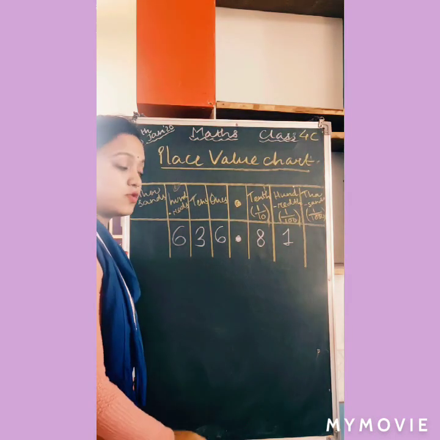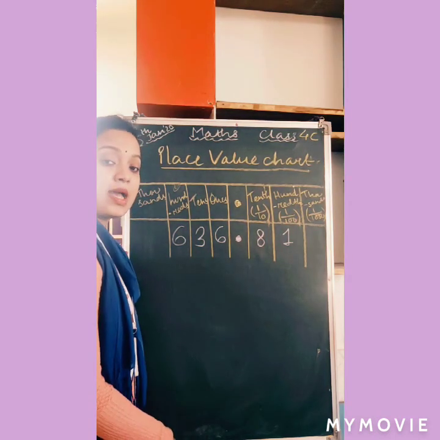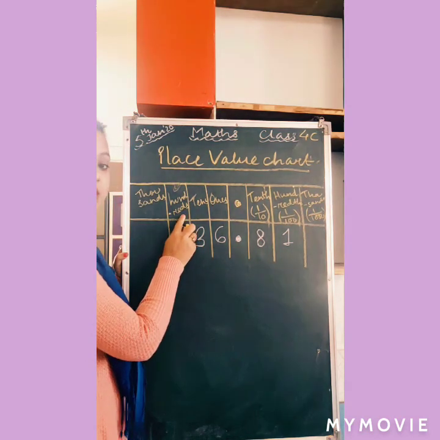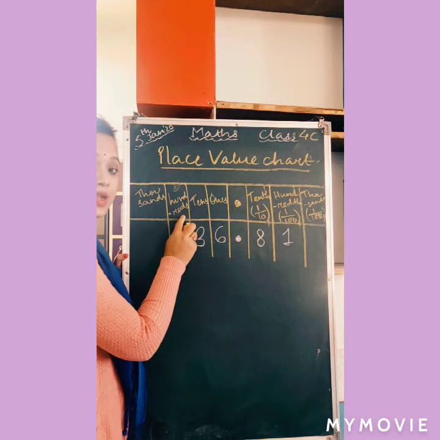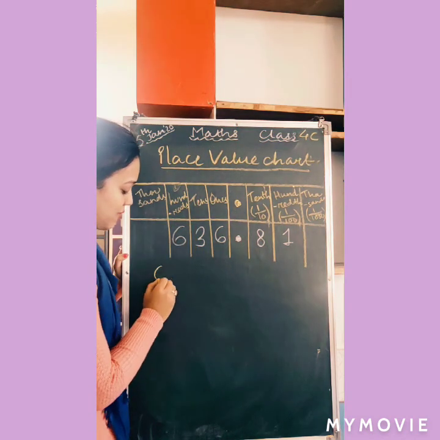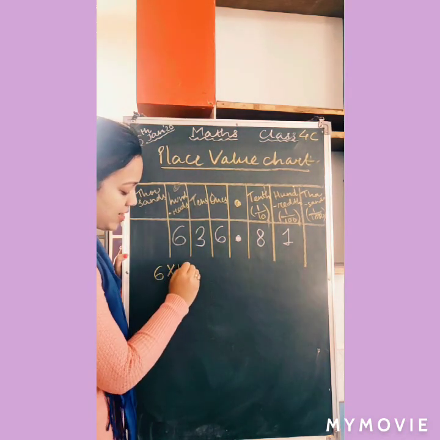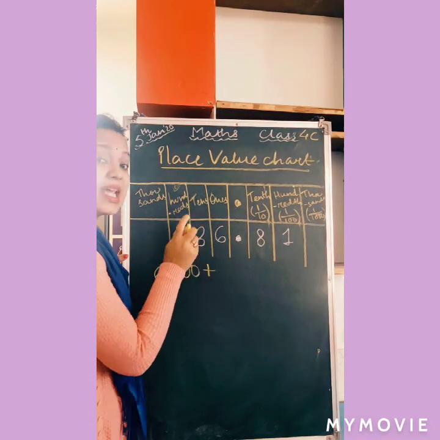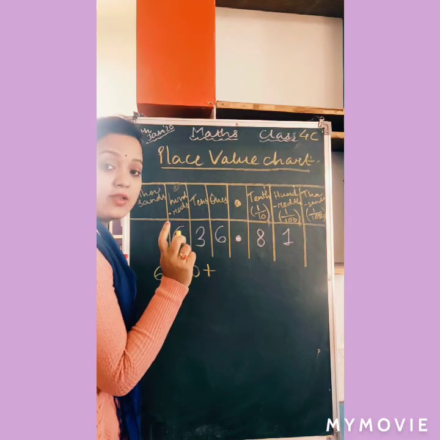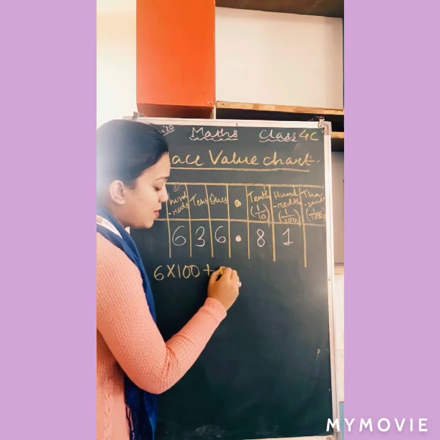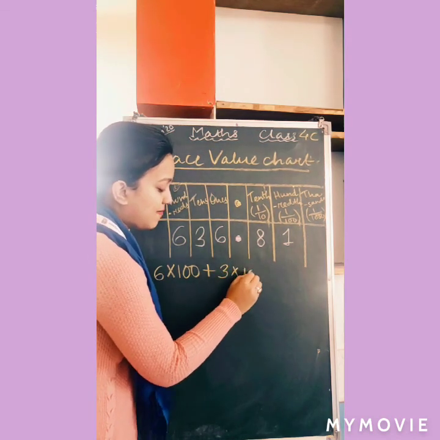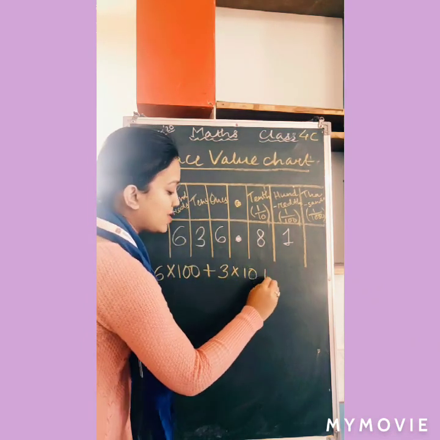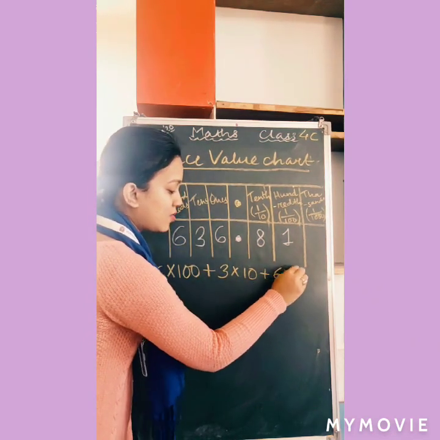Now, if I have to expand this number, how do I do this? Start from the beginning. 6 is in hundreds place, right? It is simply 100, not 1 by 100. So, you will write 6 into 100 plus 3 is in tens place. Ten is simply 10, not 1 by 10. So, I will put 3 into 10. 6 is in ones place, that means simply 1. So, plus 6 into 1.